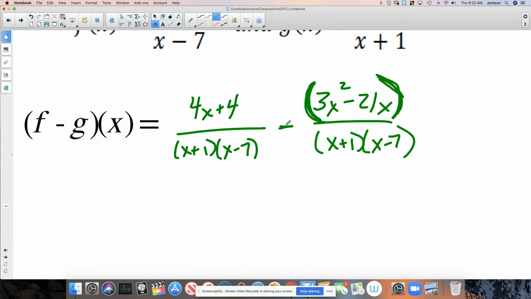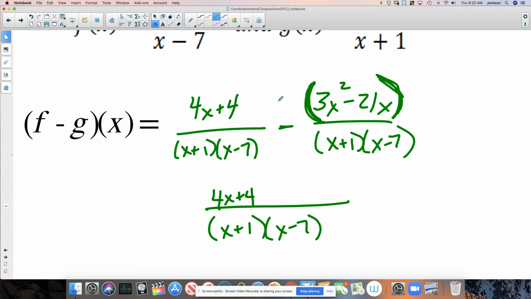So because you're subtracting this, when you go to write this as one fraction, you've got your 4x plus 4, but now you're subtracting 3x squared, and you're also subtracting negative 21x, which makes this a positive 21x. So this is the big idea here: when you're subtracting and you have more than one term on the top, you're subtracting all of the terms that are in the top. So this is a plus 21x.